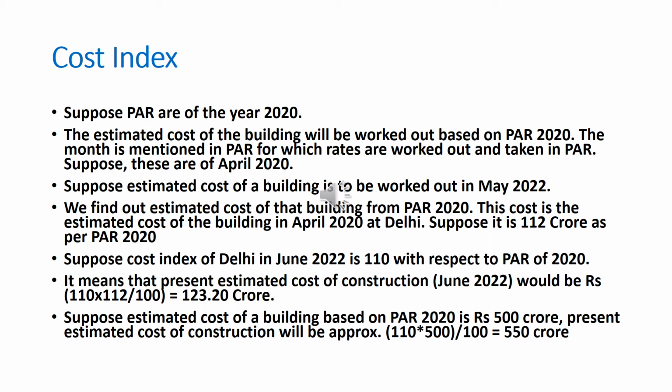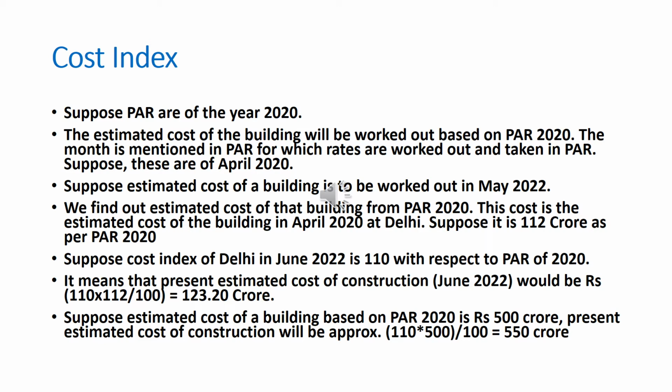Suppose estimated cost of a building is to be worked out in May 2022, and we have plinth area rates of 2020. Then first we will find out the estimated cost of that particular building from the plinth area rates of 2020. It means the estimated cost of that building will be the estimated cost in April 2020 and of Delhi.